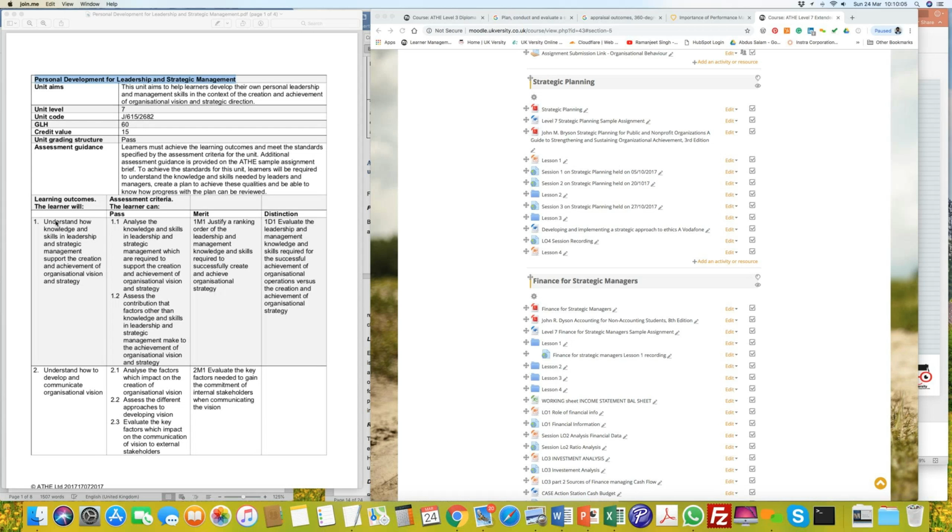Now, as you know, I would like to start off with a bit of a recap in terms of what we've covered so far in this particular unit. The aim of this unit primarily was to understand how we link our personal development and the skills that you've acquired over the years of experience, related to leadership and management skills, particularly in the context of the organization that you work in.